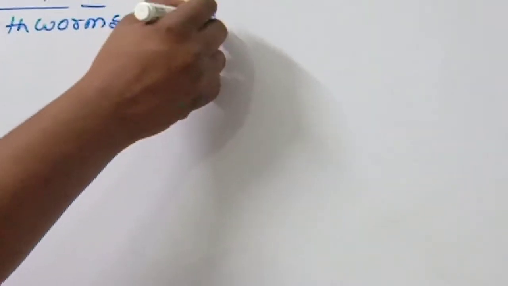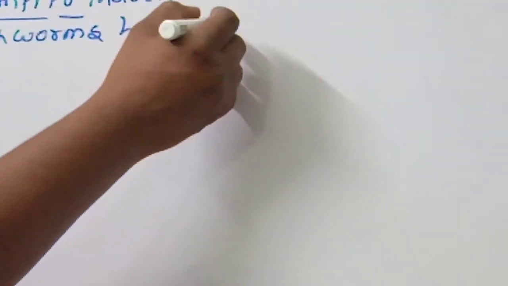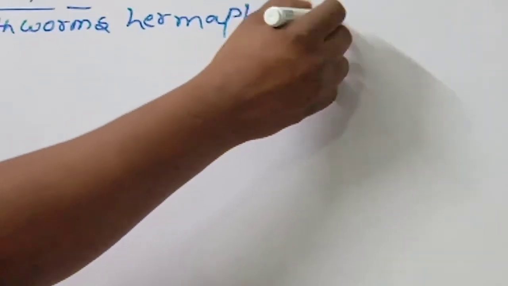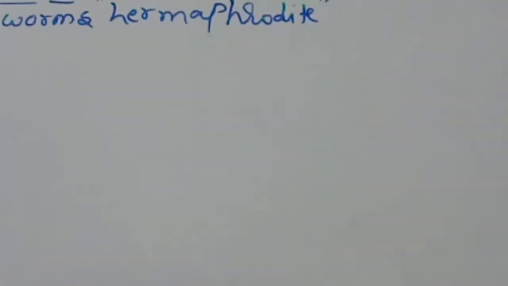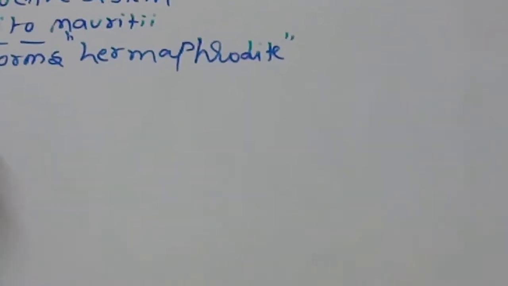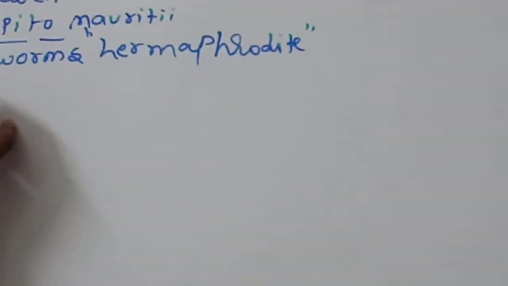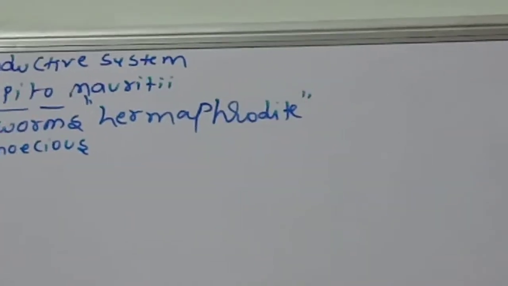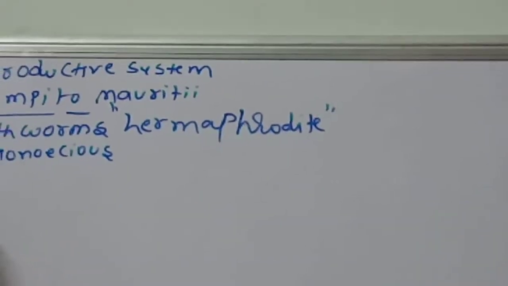Okay, children, observe very carefully. So, earthworms, you know very well, are hermaphrodites. These points we already discussed, but once again for a clear picture. What is the meaning of hermaphrodites? Both male and female sex organs are present in the same animal. Hermaphrodites are also called monoecious.